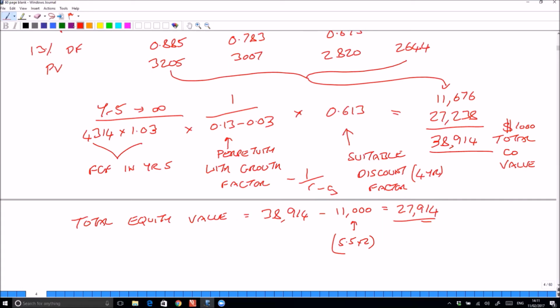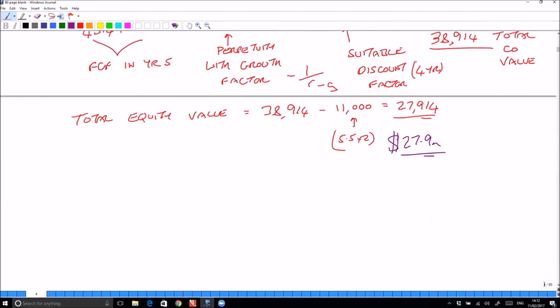27,914. In other words, what have we got? It's about $27.9 million, isn't it? $27.9 million. Good. That's method one. We're running a bit short of time. The computer's already warned us. Let's zing into method two.